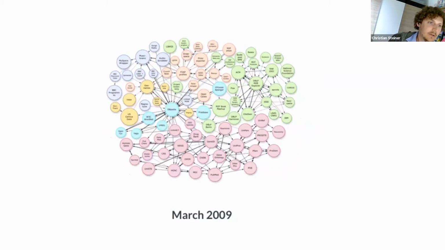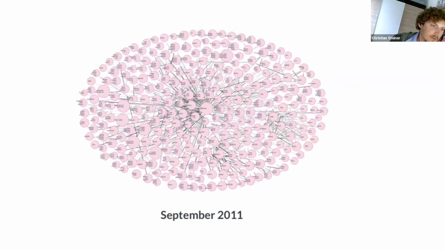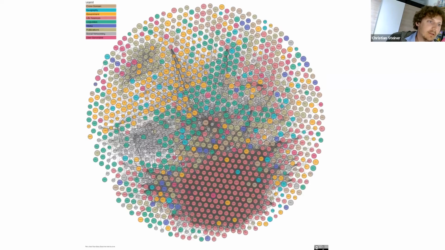And this cloud has been growing exponentially since 2007, I think. It looks somewhat like this at the moment, but it's very hard to visualize because it's grown so big. There's loads of different domains in there. As you can see, the life sciences play a big role. And I'm going to explain what this is all about.